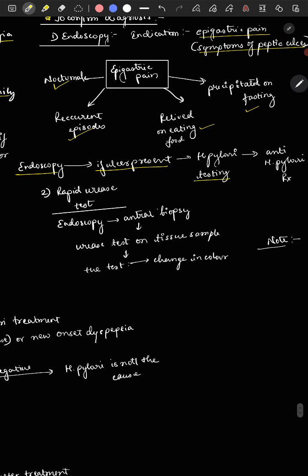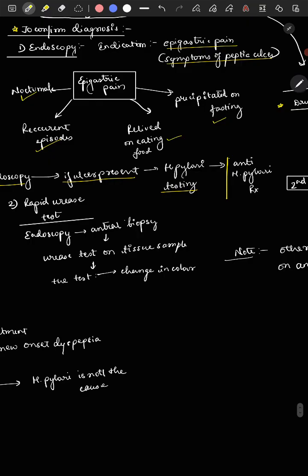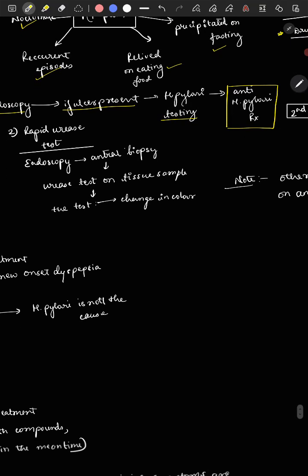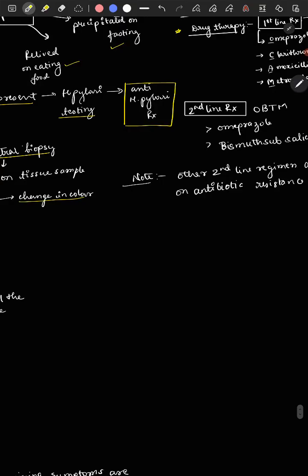Then H. pylori testing, and then you should give anti-H. pylori treatment. Rapid urease test: first endoscopy should be done, then an antral biopsy, then a urease test on the tissue sample. If positive, there will be a change in color. This is called the rapid urease test.